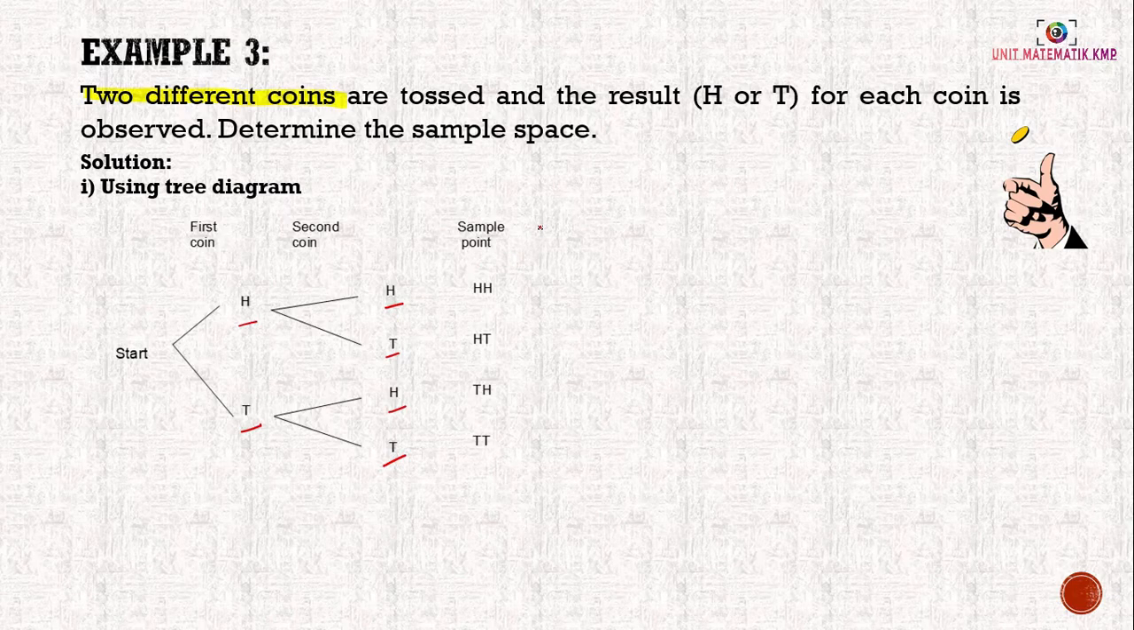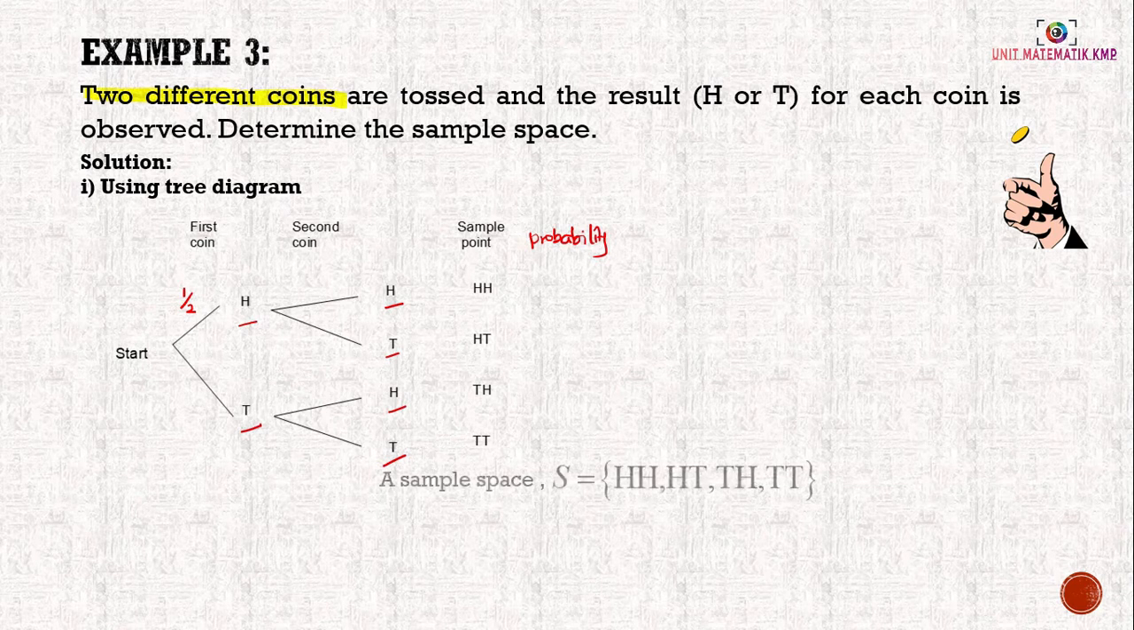Okay, and then kalau bila kita dah masuk find a probability nanti, sebelah sample point ni kita akan tulis dia punya probability. Okay, so probability kita akan tulis di atas branch. Contohnya awak ada this one 1/2. So the probability kita tulis dekat tengah-tengah ni. Okay, sample space yang kita dapat bila kita toss 2 different coins adalah sama ada HH, HT, TH or TT.